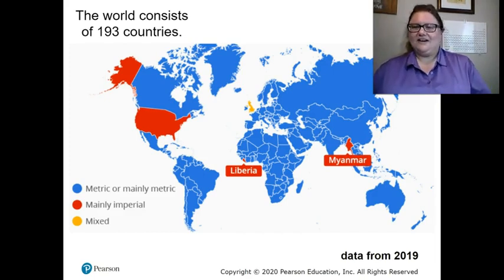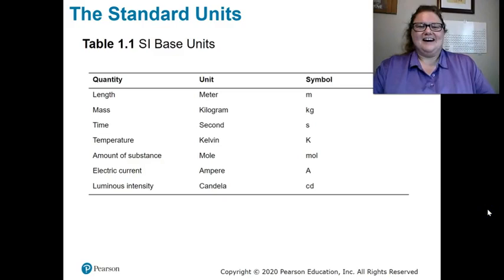And then we've got the yellow there, and that's Britain, that's Great Britain there. And they use a little bit of both. Like, you'll buy a gallon of milk in England, but then you'll put liters of gasoline in your car. So I don't know what's going on with them. They're their own category.